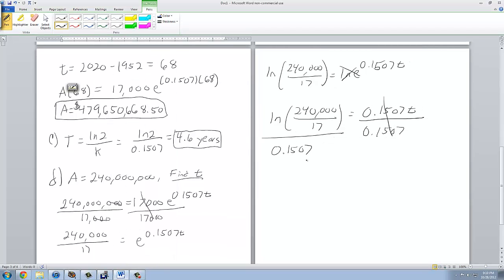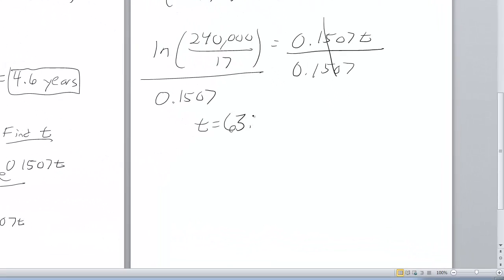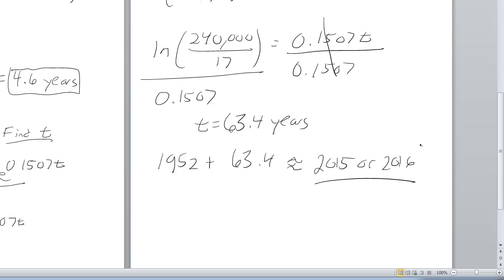Now remember, 63.4 years, that's after 1952. So to actually find the year, we take 1952 plus 63.4, and this gives us approximately, what is that, 1952 plus 63 is 2015, I do believe. 1952 plus 63.4 is, yeah, 2015. So in 2015 or 2016, I'll accept either of those answers. And that finishes the problem.